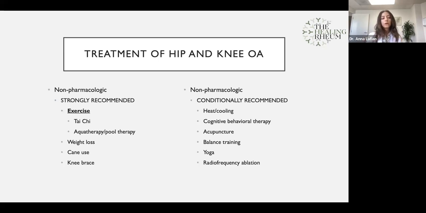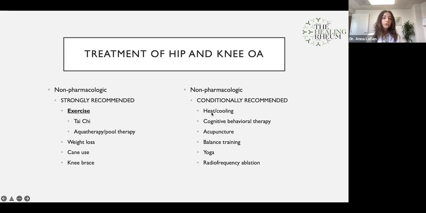Weight loss is another one that's huge, because obviously it makes sense. The less weight you carry, the less pressure you're putting on the joint, especially for the knee and the hip. Cane use actually was strongly recommended. And a really important thing that I'll talk about is if you're using the cane properly, because this is really important as well. If the cane is not being used properly, then you can cause other unwanted side effects. And then knee bracing. Knee bracing was strongly recommended to be done intermittently, not to have on for 24 hours a day.